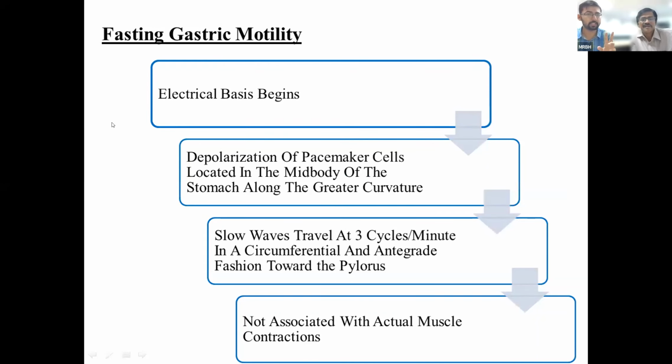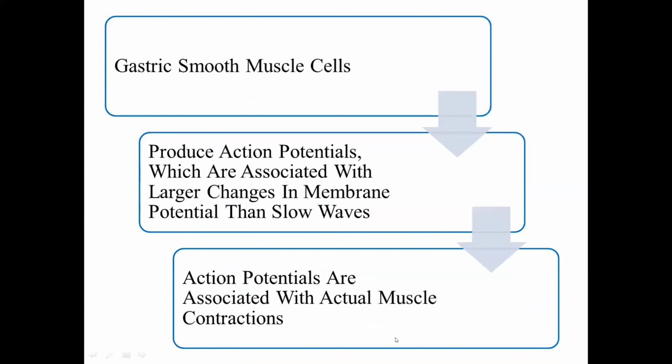Now, in the fasting state, there are two signals. First is the electrical basis, which begins by the depolarization of the pacemaker cells located in the mid body of the stomach along the greater curvature, and these generate slow waves. These slow waves travel at 3 cycles per minute, and they are not associated with actual muscle contraction.